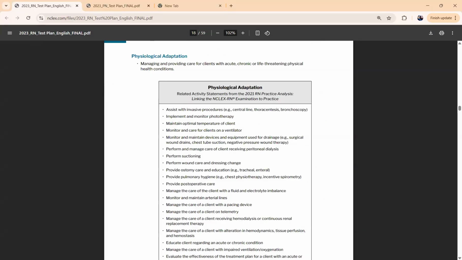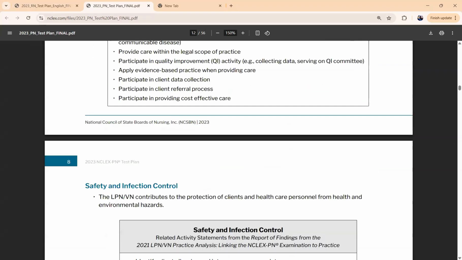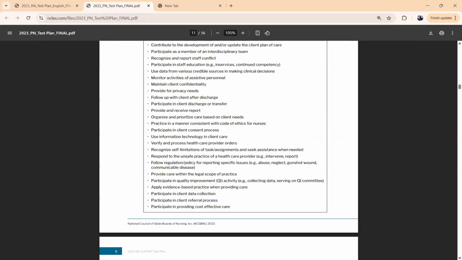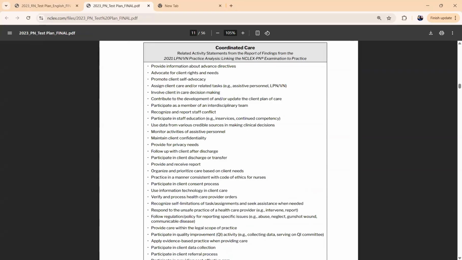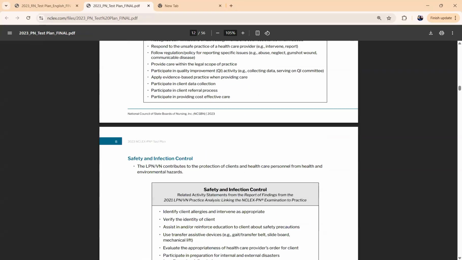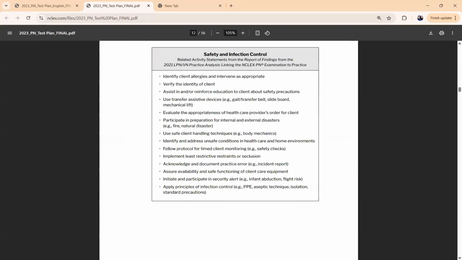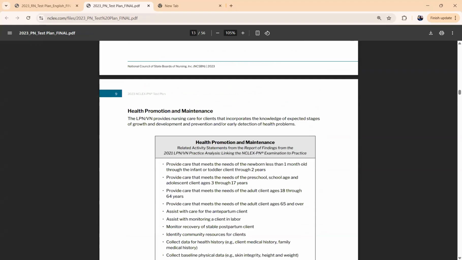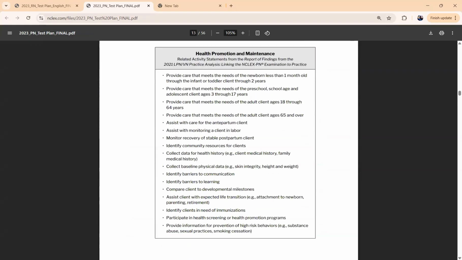Now, look at PN as well. Look at the content for coordinated care. Everything is all there. And this is what the CAT is going to give to you. It has been programmed already for the CAT to give you this. So nothing can change. This is what is going to come out on the NCLEX exam. You just need to know what to study.